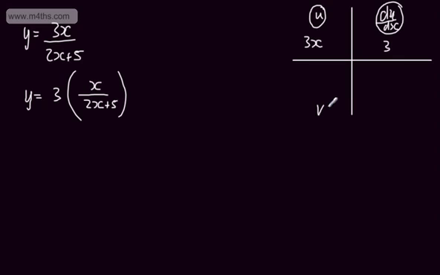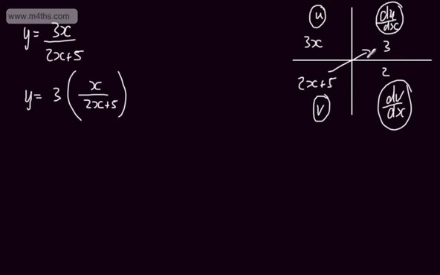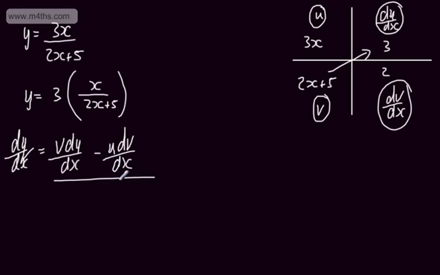Let's now take v. v is going to be the denominator, which is going to be 2x plus 5, and then the derivative dv by dx will now be 2. We take the multiple of these two. So what we're doing is writing the derivative dy by dx will be v du dx minus u dv dx all over v squared.